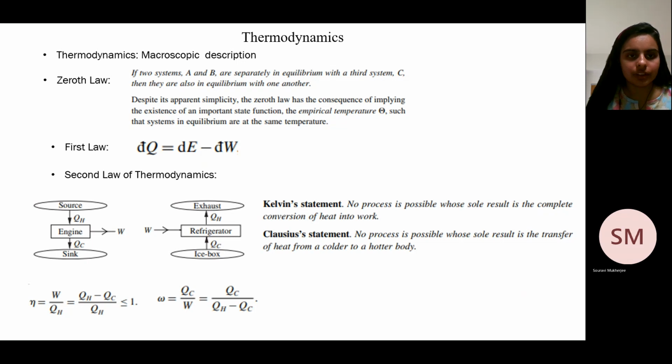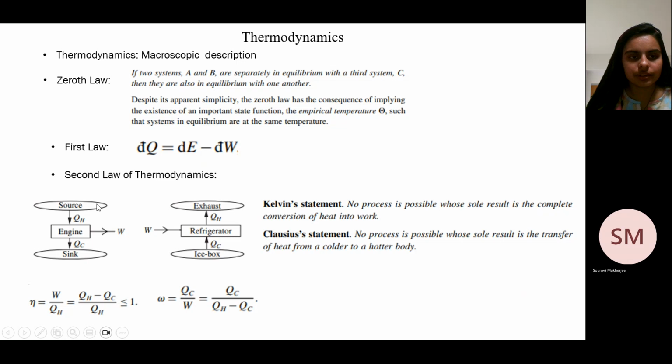Then we went to the first law, which is basically the conservation of energy. If you give dQ amount of heat to a system, some amount of it will be used up to increase its internal energy dE, while the other part of the energy would be spent in doing some work. If you have a hydrostatic system, this work done can be defined as PdV, where P is the pressure and V is the volume. Similarly, you can have different generalized forces and generalized displacements in terms of which you can define your work done. This is what the first law tells us.